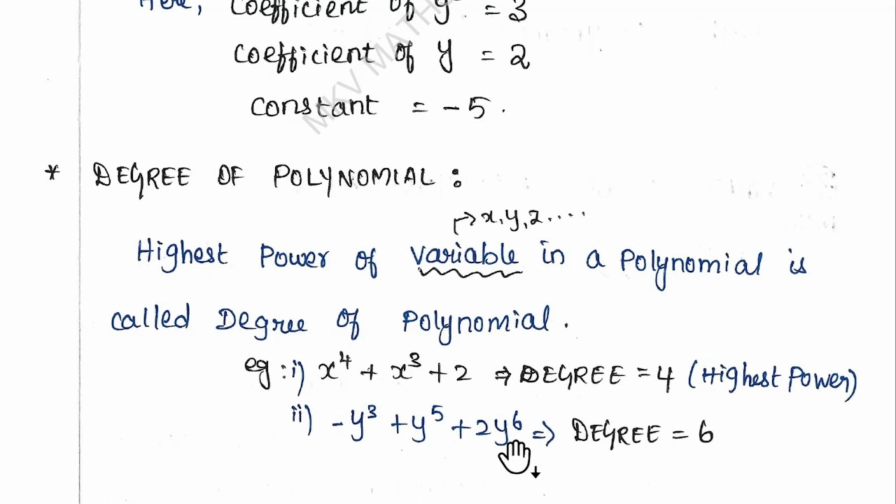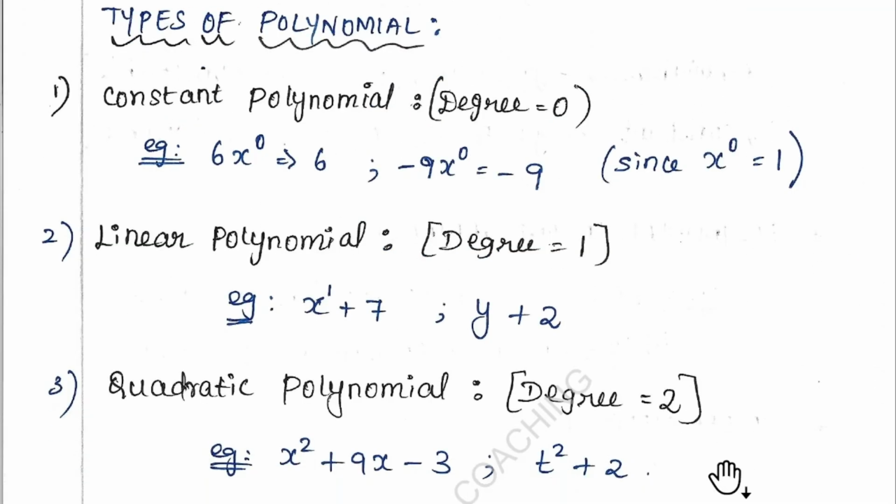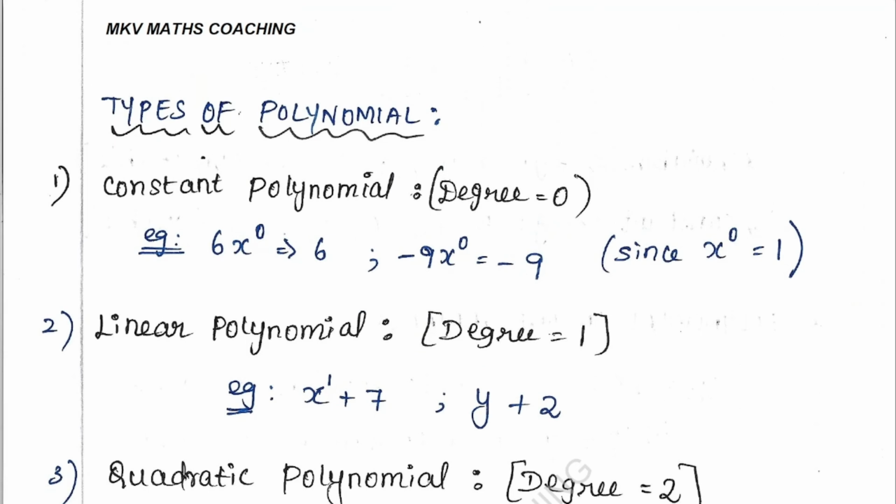And in this equation, y is the variable. And what is the highest power of the variable y? 6. So the degree of the polynomial is 6. Okay. So the next topic is types of polynomial. We have many types of polynomial: constant, linear, quadratic, cubic, biquadratic, like that.